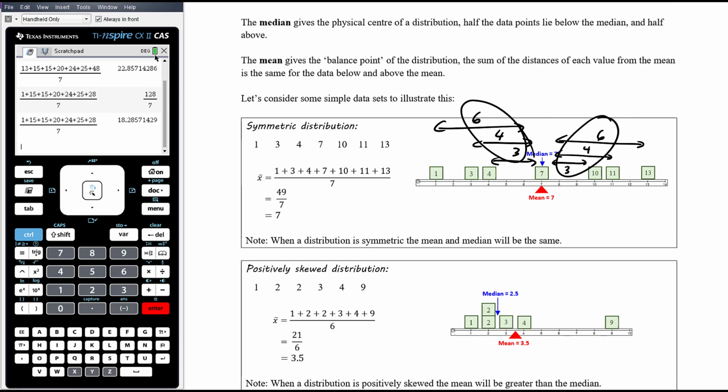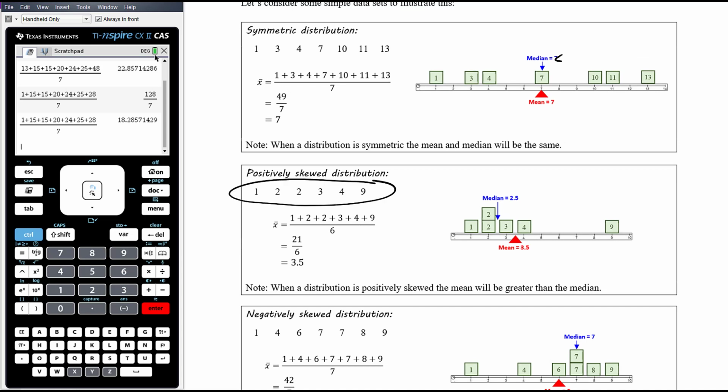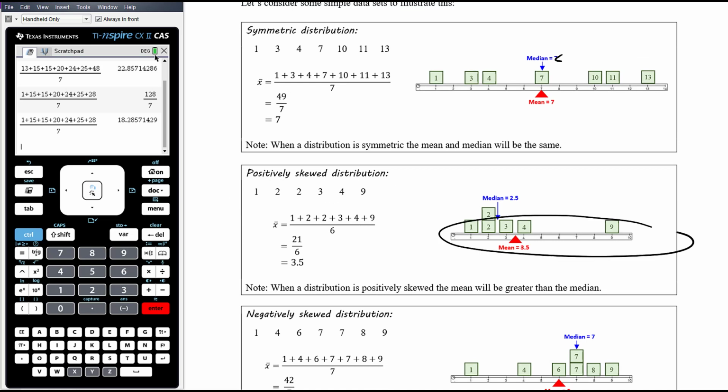Okay. When we look at a positively skewed distribution, here's the list of data. Here I've placed it on this sort of balance number scale. Okay. We can work out that the median, we've got 6 bits of data, the median is in there, 2.5, and we can add up all the data values and divide by 6 to calculate the mean as being 3.5. So here we've got the mean is higher than the median when the data is positively skewed.